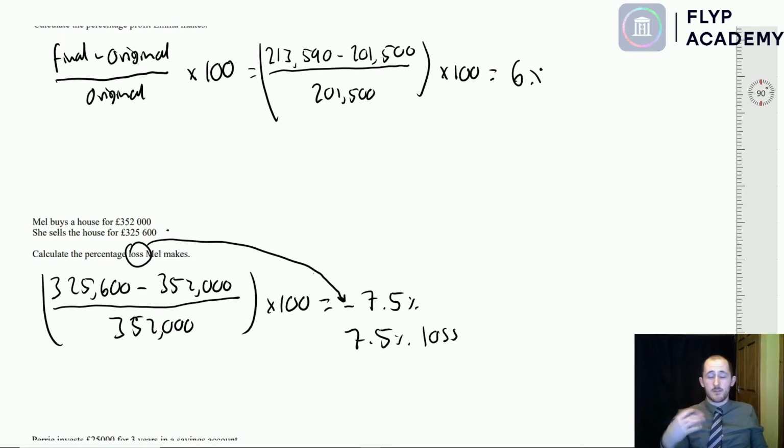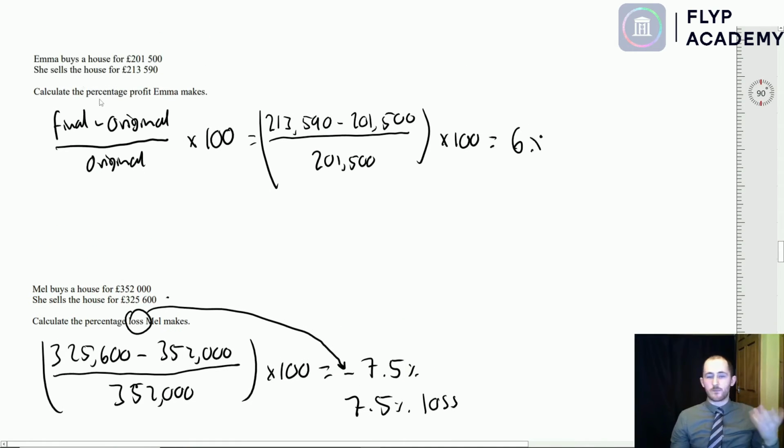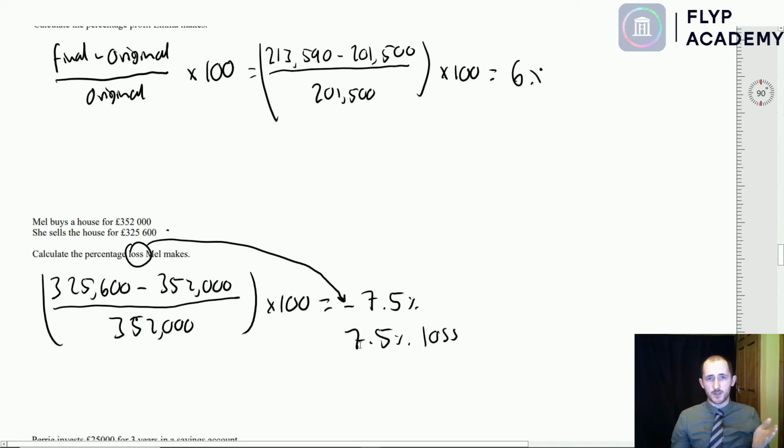For those of you that use a different formula, do the exact same question but use your other formula, you get the same answer. Okay? So the best thing to do, if they ask you how to work out percentage profit or loss, is use the same formula. If it's a positive number, it's profit because her money is 6% more. If it's a negative number, it's a loss because she's lost 7.5% of her money. Makes sense, right? There's no point in remembering multiple formulas, in my opinion. Okay, but you need to be able to do both of those, whichever way makes you comfortable.